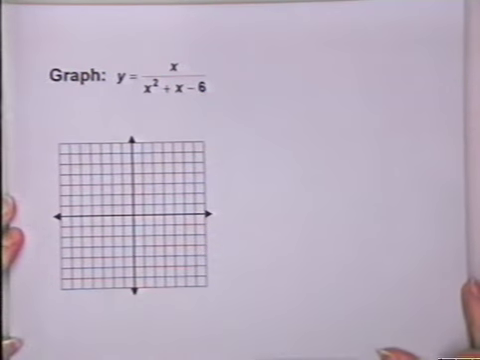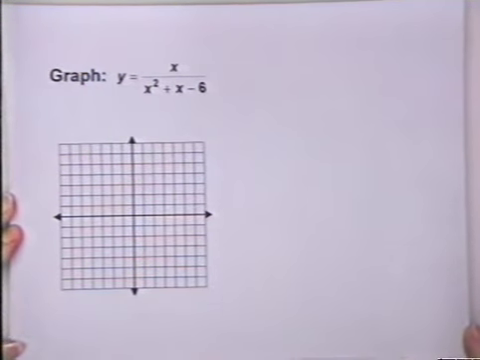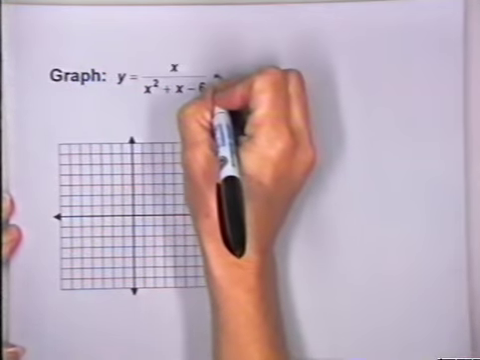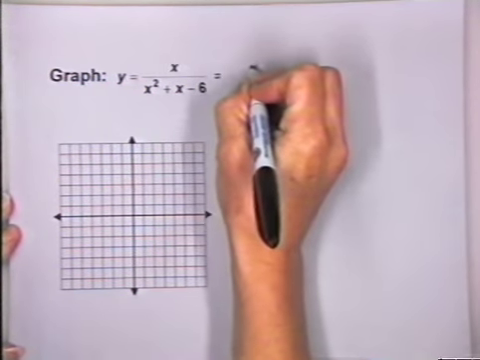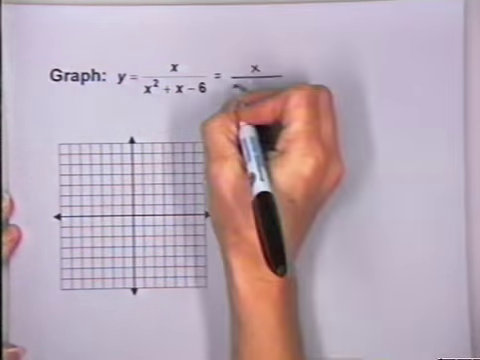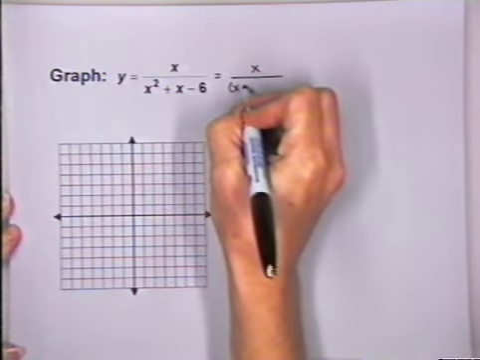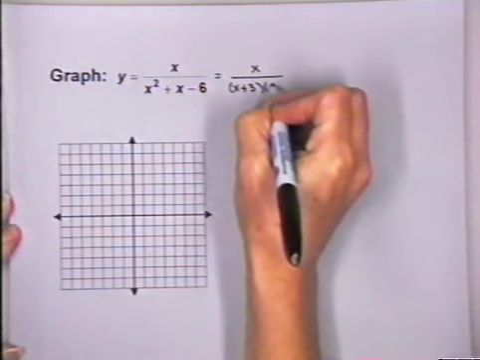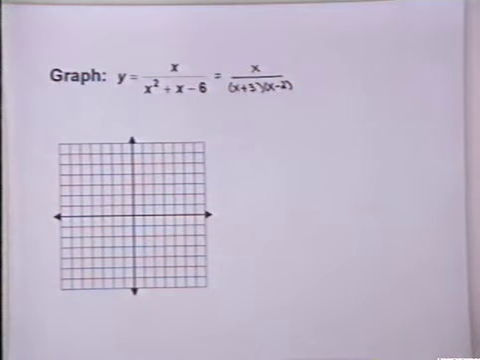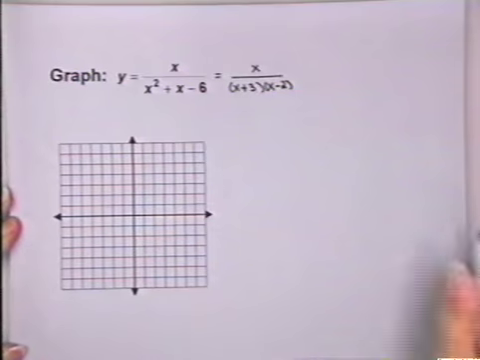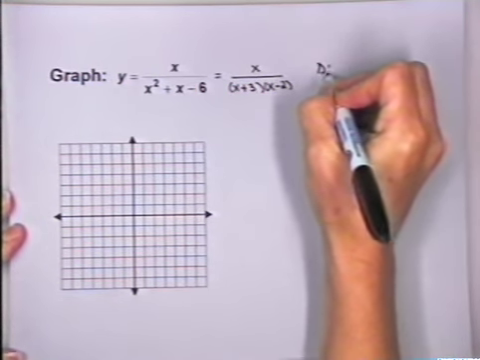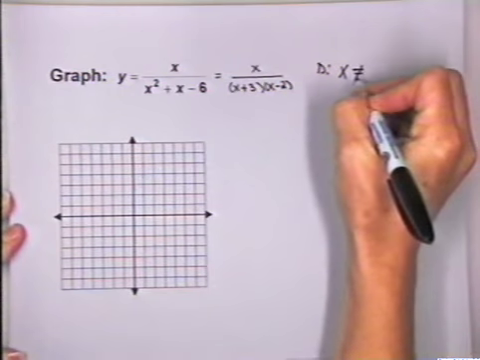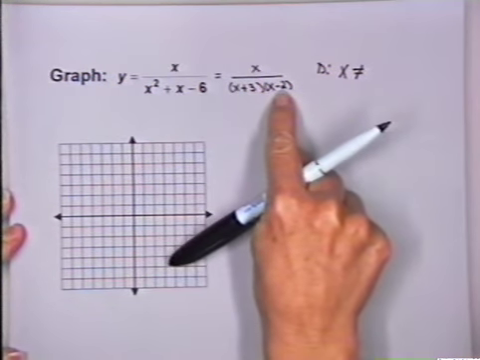We are to graph y equals x divided by x squared plus x minus 6. Now the first thing that I'm going to recommend is if we can factor either the numerator or the denominator, we're going to do that. I do notice in this particular problem that we can factor the denominator. So let's write this as x divided by (x plus 3) times (x minus 2). In that factored form, we can easily spot our domain. The values of x that we may not use are -3 and +2.